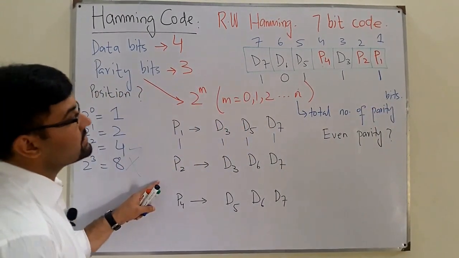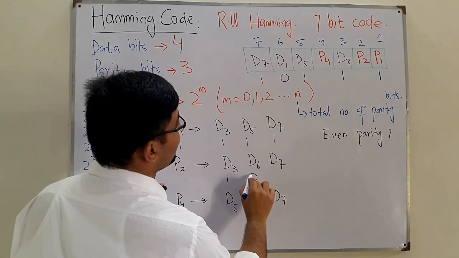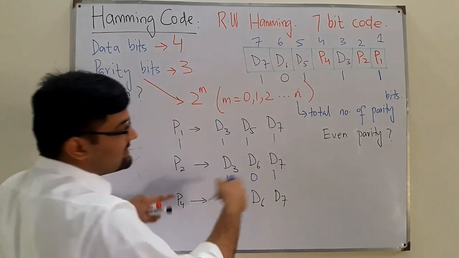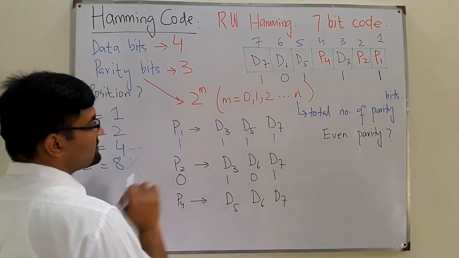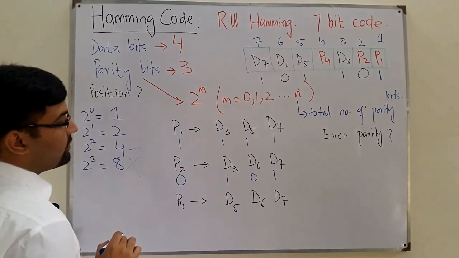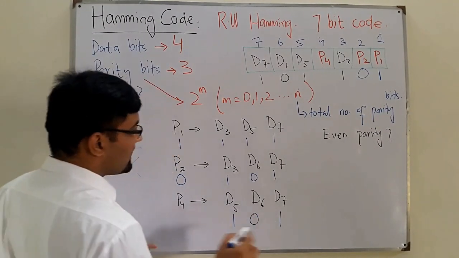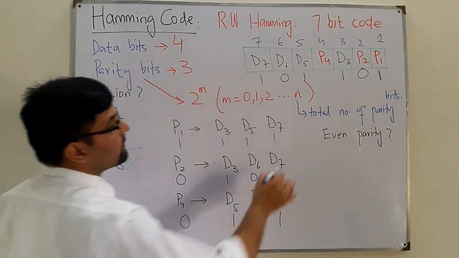Now P2 depends on D3, D6, and D7. So D3 is 1, D6 is 0, and D7 is 1, which means these are already even, so you need to have a 0 over here at P2. Alright? And then for P4, D5 is a 1, D6 is a 0, D7 is a 1. So again, you have to put a 0 because these are even.